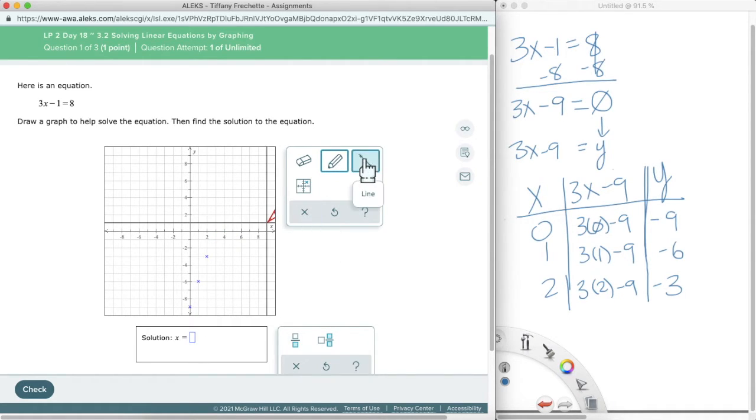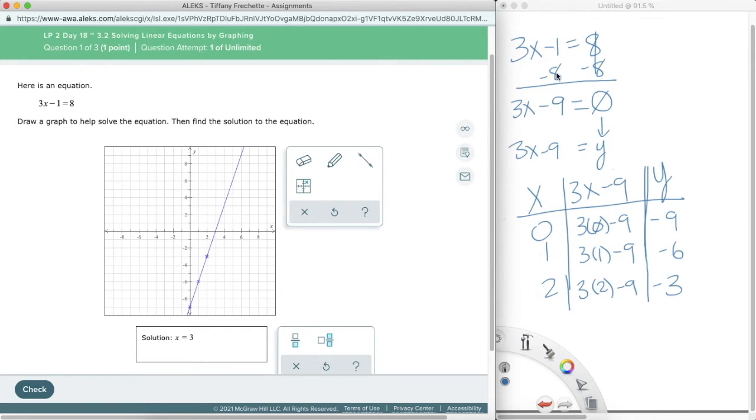So those look pretty linear to me, meaning they're in a line. And perfect, they all line up. So what I'm looking for, the solution to my equation, is where it crosses the x-axis. It's actually the x-intercept. That's what I want. So now that I have it graphed, I can follow this up and go, okay, it crosses right here at 3. So I have x equals 3. And that is my solution.